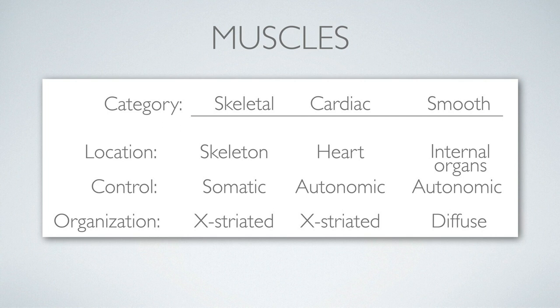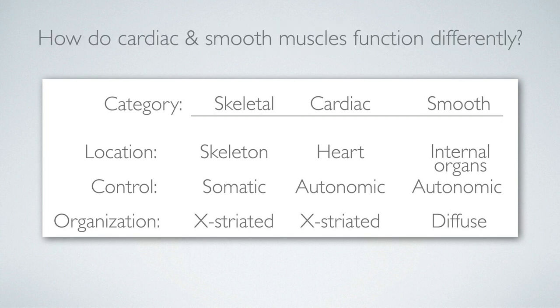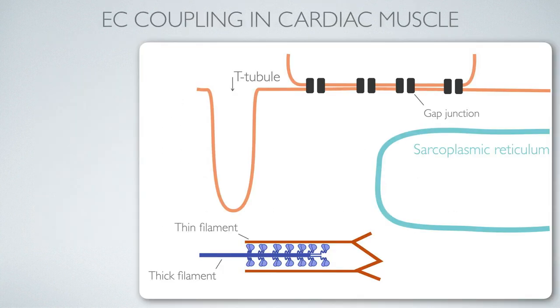Here's the question. How do cardiac and smooth muscles function differently? That is, what goes on within the interior of those cells that explains the differences in their functional properties? So let's start with cardiac muscle. Here we have a schematic.